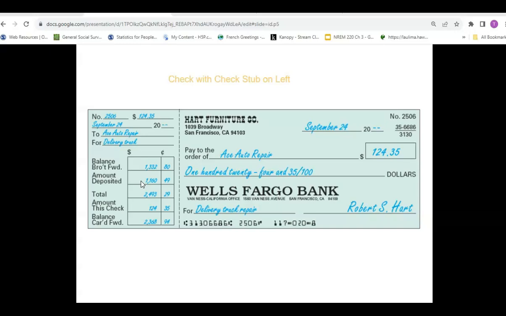If for any reason we also deposited money, that would be included here in the amount deposited. So let's say we had another transaction where we deposited $1,160.49. We would then total that because deposits are added to our bank accounts. Below that we have amount this check. So the amount of this check, which is $124.35, and the balance carried or the balance forward is our total minus our check because it's moving out of our bank account. And so our balance forward in this case is $2,368.